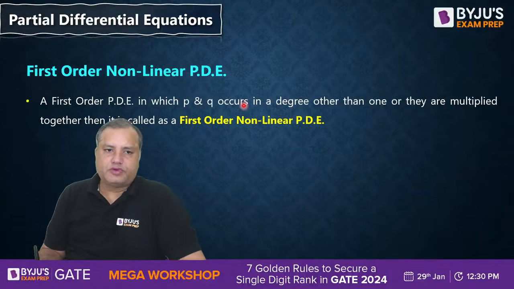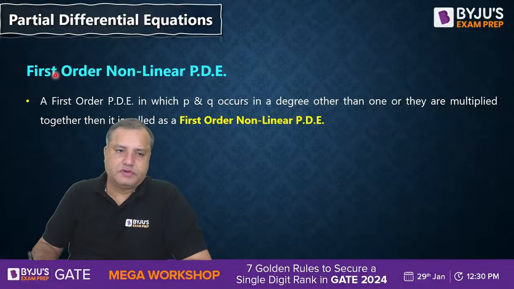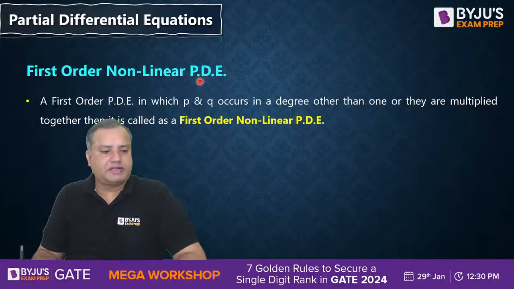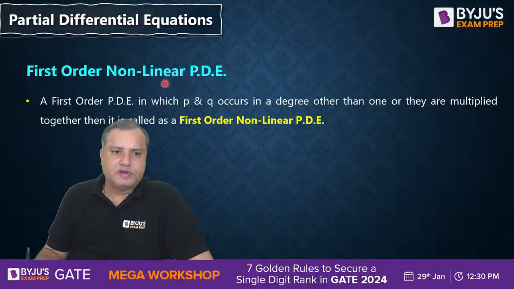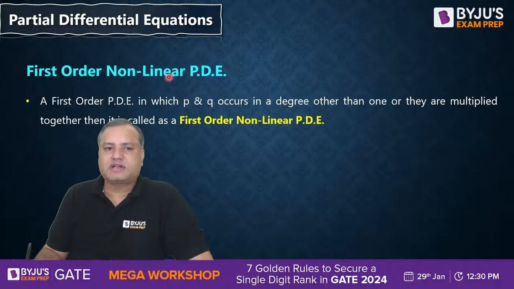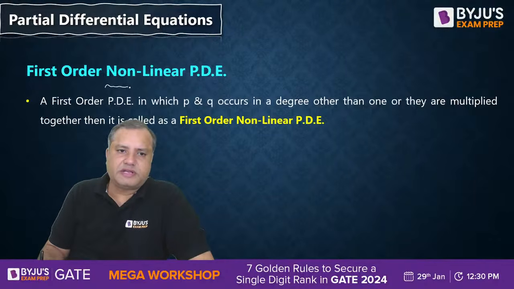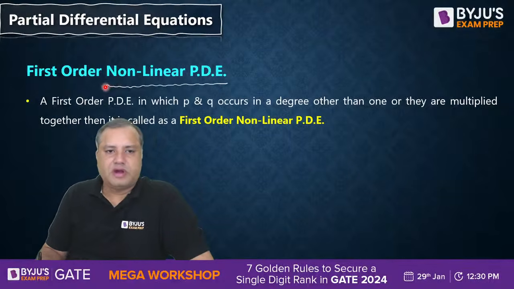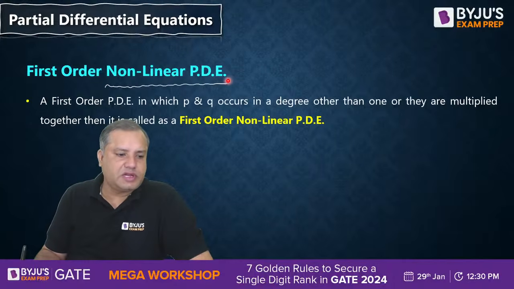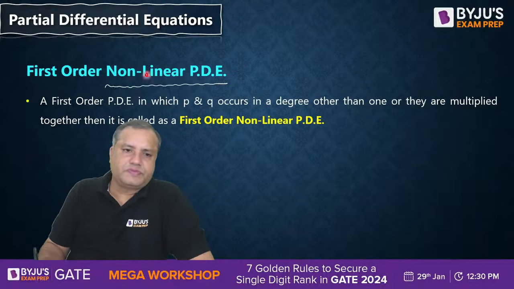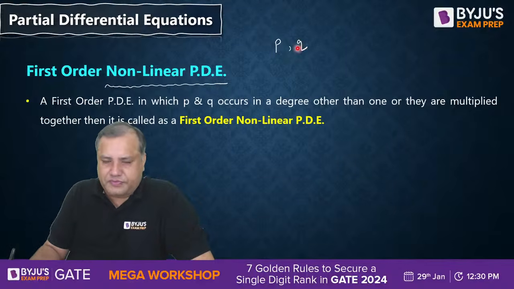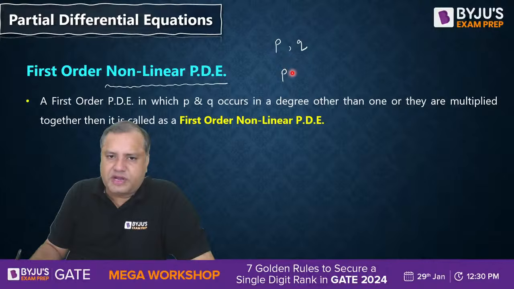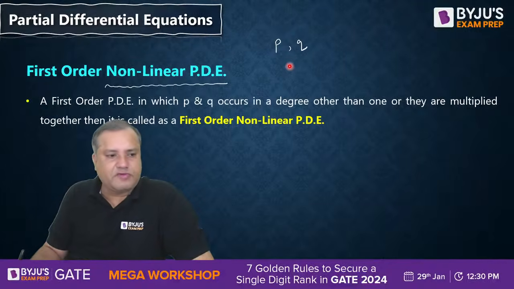Next, we are moving towards the non-linear format. First order non-linear partial differential equation. So students, under what circumstances an equation will be called as non-linear P.D.E? Since it is first order, it will contain p and q only. But degree of p and q is other than 1, or they may be multiplied together.